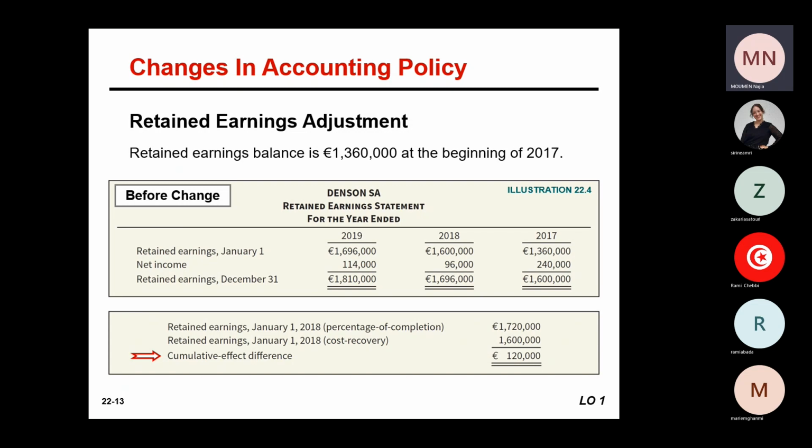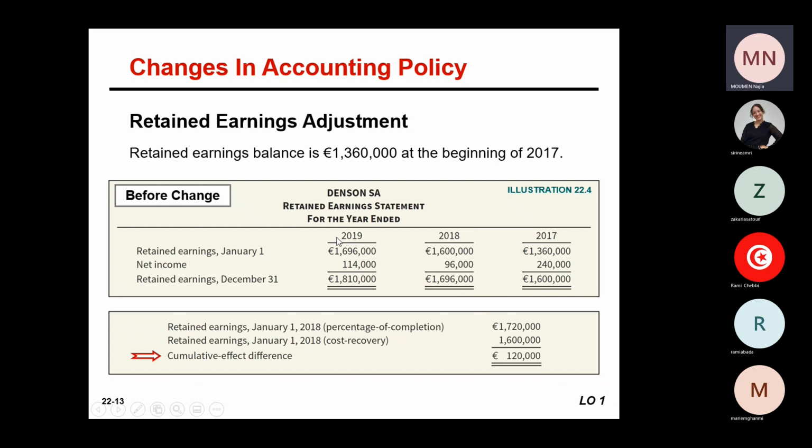Okay, so before the changes, you may see here in 2017 we got the beginning balance of the retained earnings of 1,360,000. We had the net income of 240 based on the cost recovery method. So we got the retained earnings ending balance of 1,600,000. This, of course, will be the beginning balance of 2018. We just add our net income from the cost recovery method here, and we got the ending retained earnings in 2018.